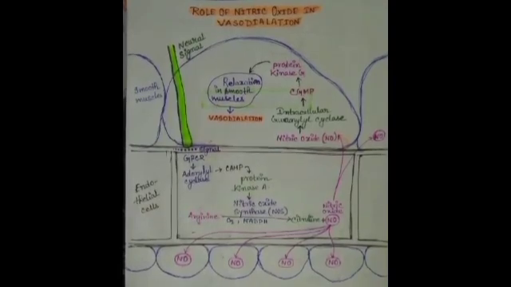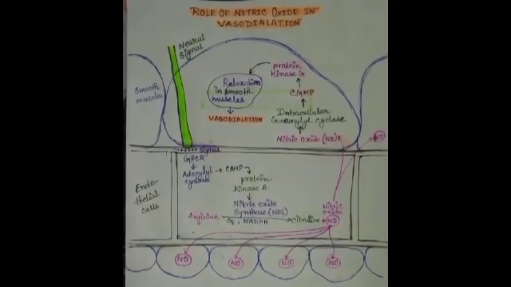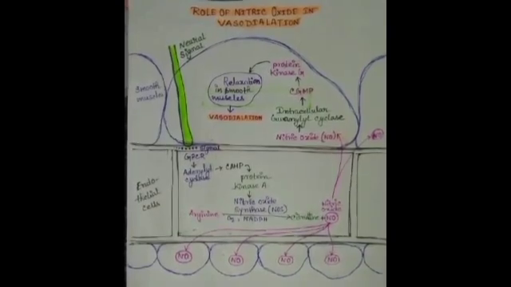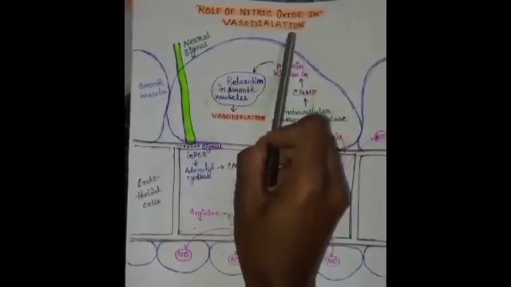So it is a key regulator of cardiovascular function that helps in vasodilation. What is vasodilation? Vasodilation is a relaxation of smooth muscles surrounding the endothelial cells, and it increases the blood flow. Now we will discuss how nitric oxide causes vasodilation. So here you can see the role of nitric oxide in vasodilation.